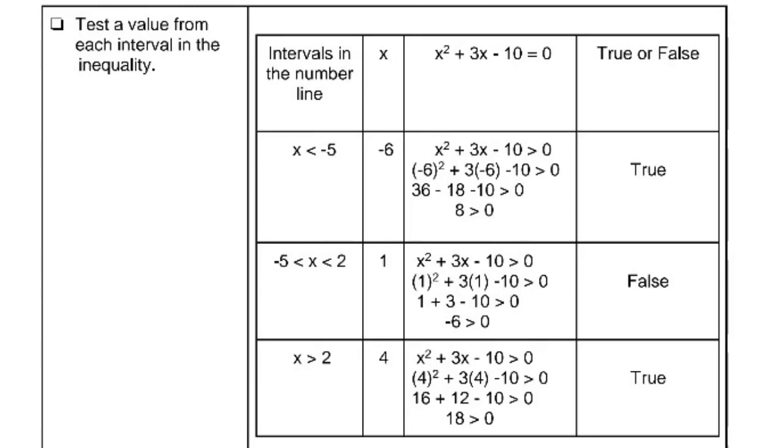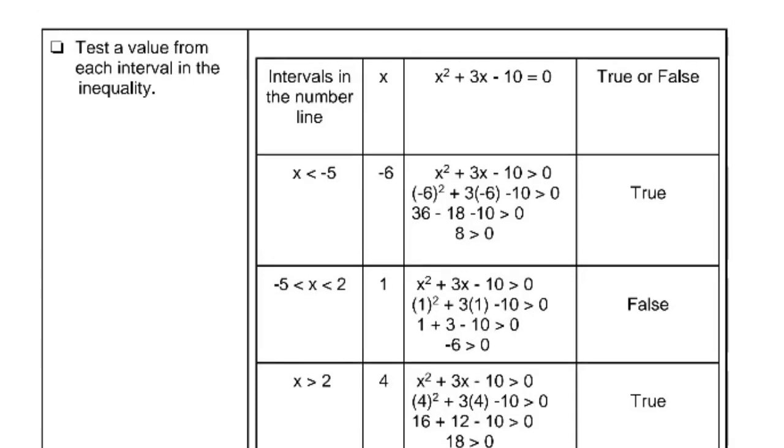So you're going to substitute negative 6 into the inequality. You're going to have negative 6 squared plus 3 times negative 6, substituting x with negative 6, then minus 10 is greater than 0. Negative 6 squared is 36, then 3 times negative 6 is negative 18, then minus 10 is greater than 0. If you solve this, 8 is greater than 0, and this is true.